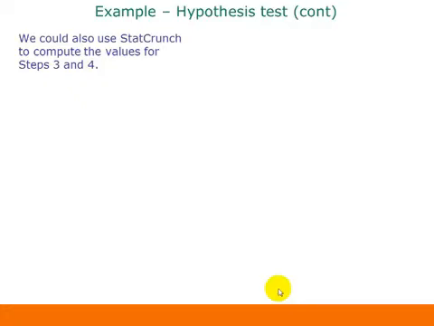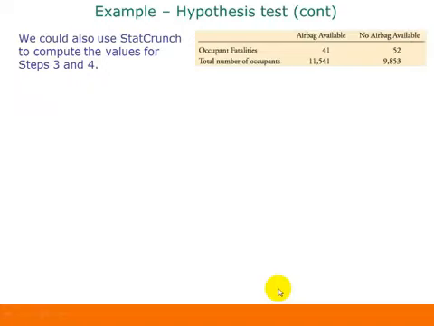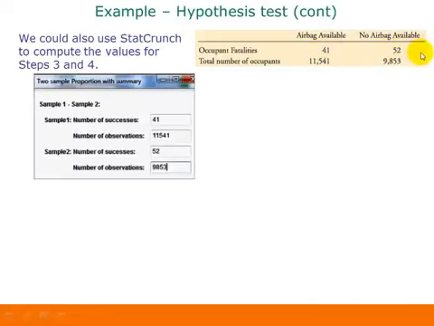Anytime you're getting into two samples, the calculations get more and more intense, so it's a good idea to use some kind of software to help you. So to use StatCrunch, since we started out with summary data here, we would want to use the procedure that does a two-sample proportion with summary. So in here we need to put in the number of successes and the number of observations, which is our sample size, for each of our two populations. So we have 41 and 11,541, and for sample 2 we had 52 successes out of our sample size of 9,853.